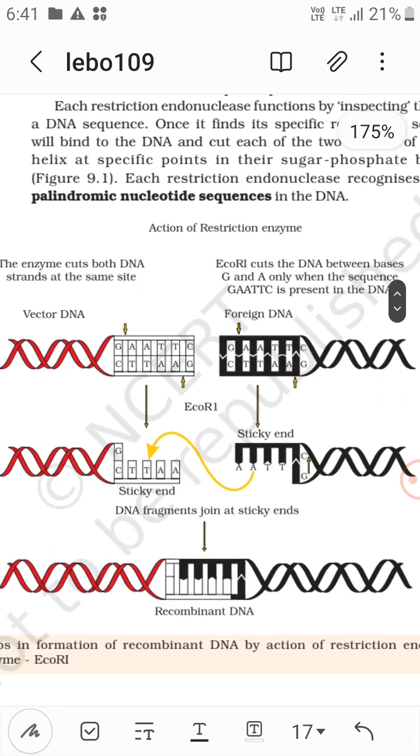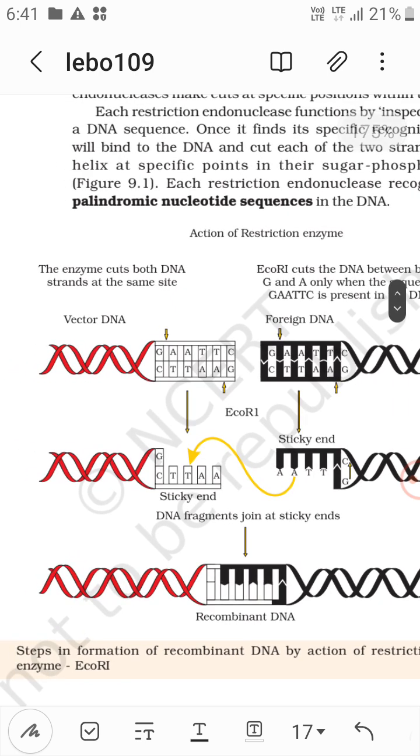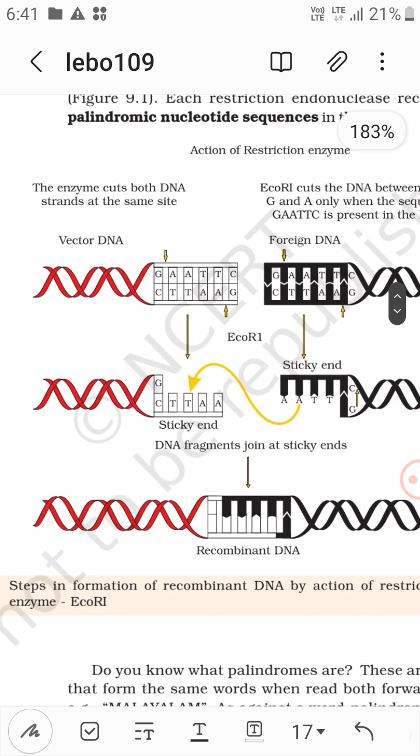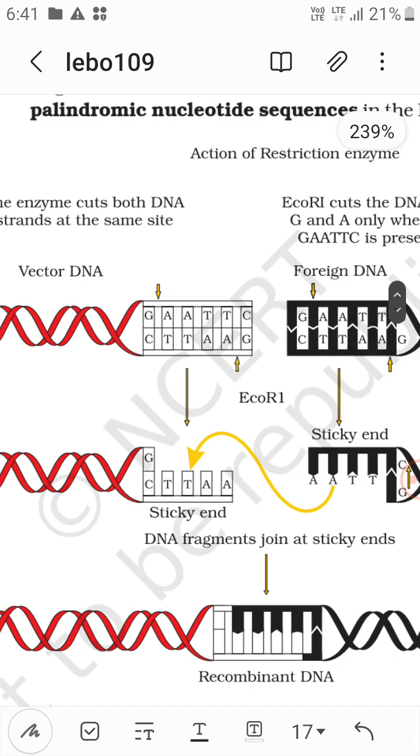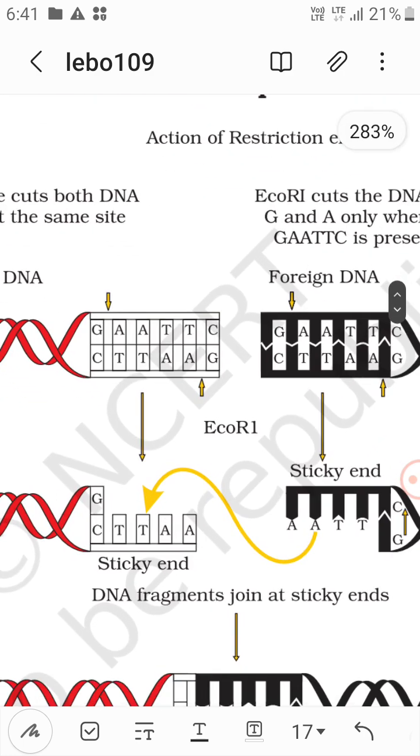Okay, now the action of restriction enzyme. You can see the enzyme cuts both DNA strands at the same time. This is the vector DNA. Now GAATTC, read 5' to 3' on both strands, is a palindromic sequence.